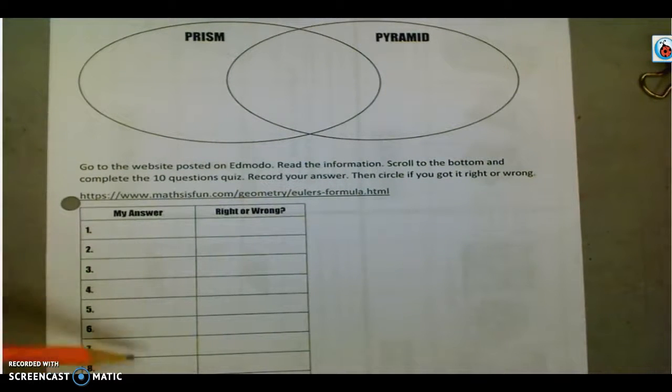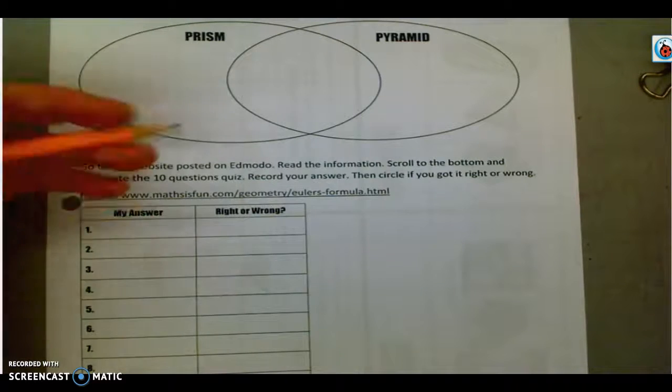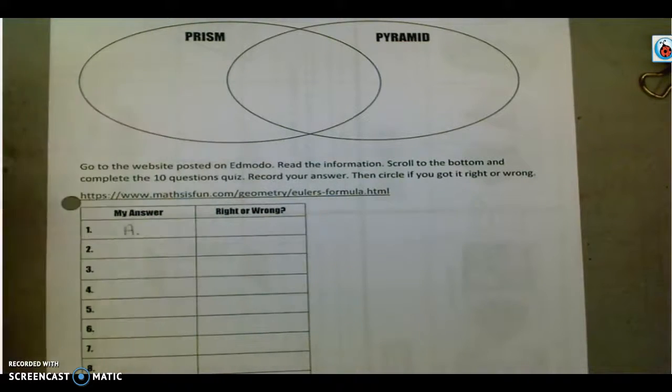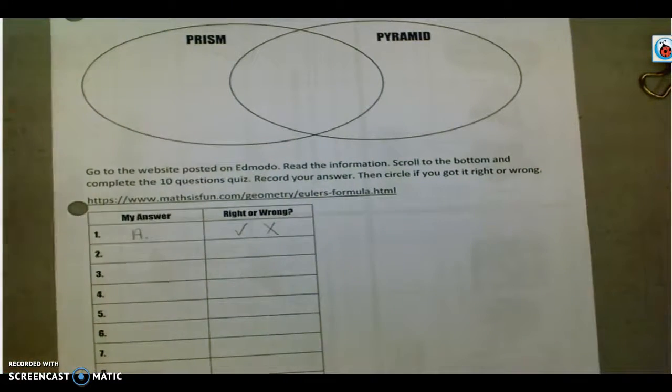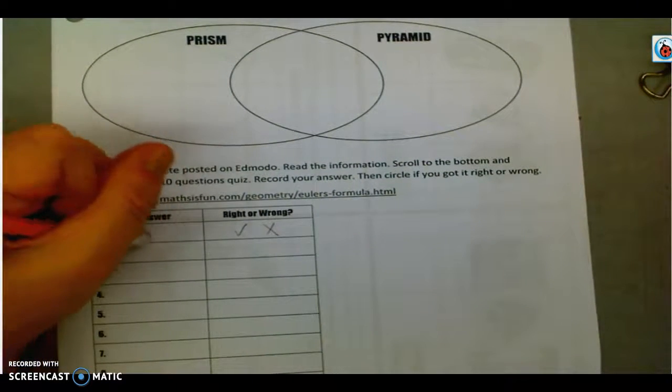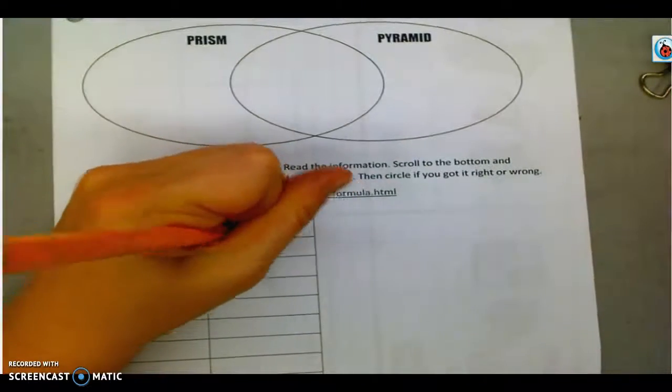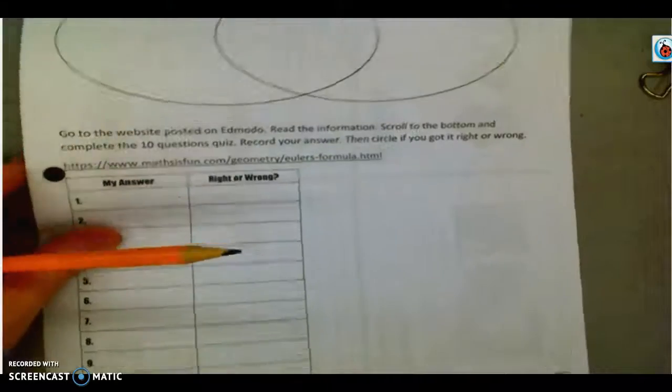I want you to record your answer, and then if, let's say you thought the answer was A, and if you got it right, put a check mark. If you got it wrong, put an X. So that's essentially what you were supposed to be doing. And then at the bottom, just put what you got for your total score, okay?